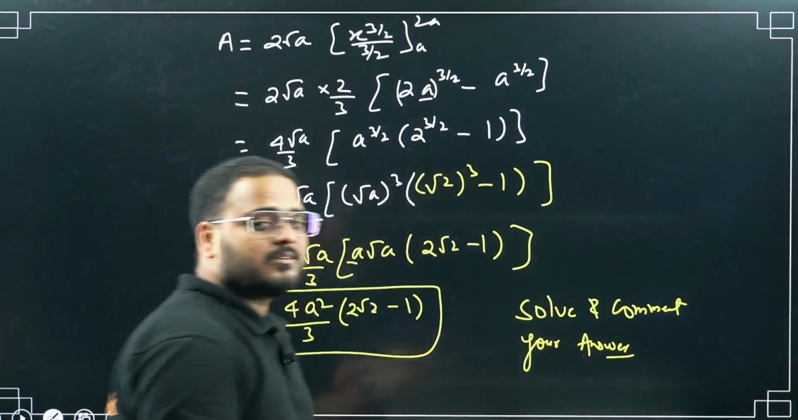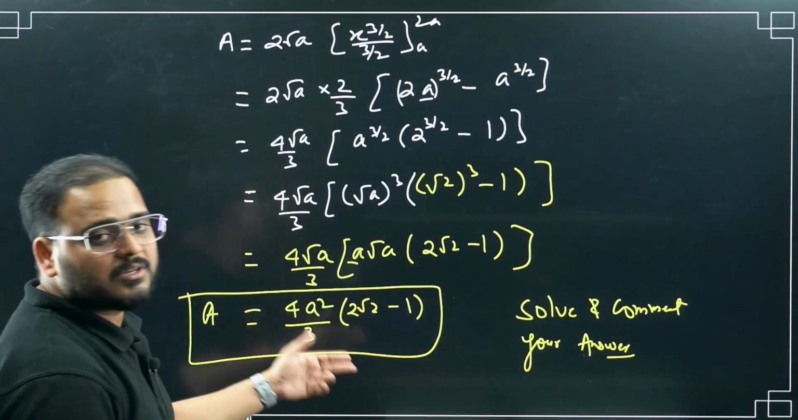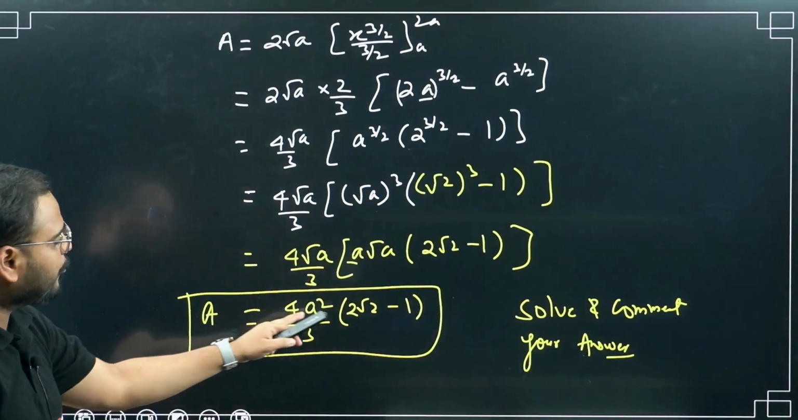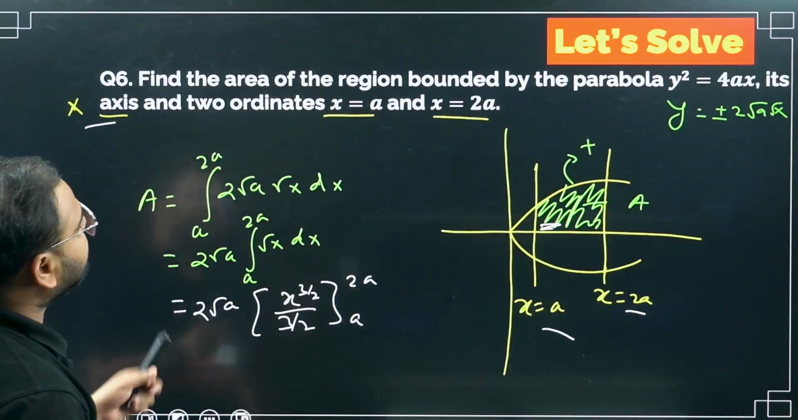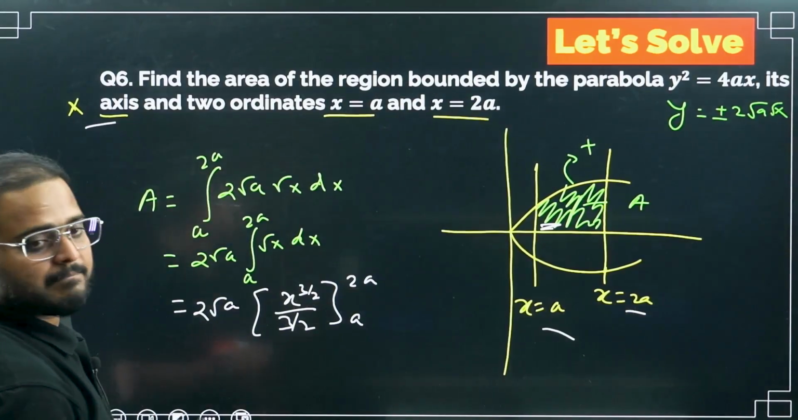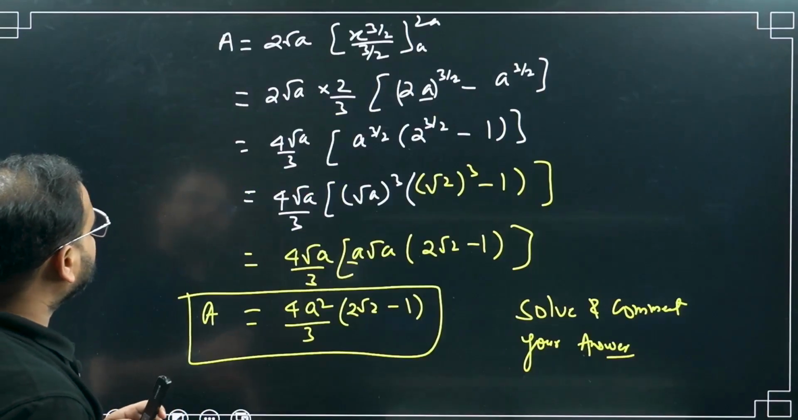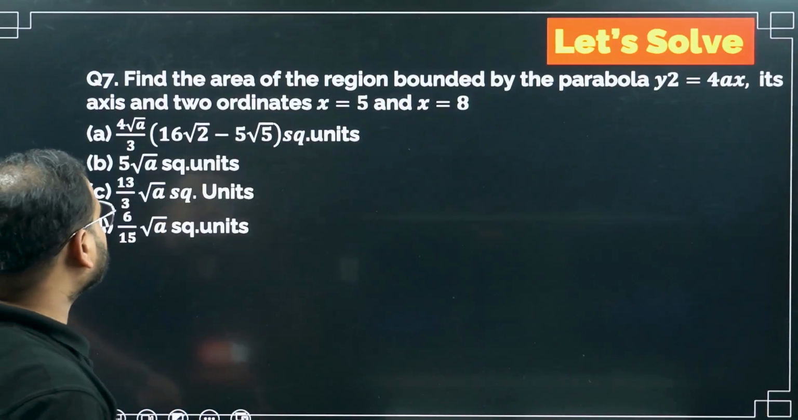If you're getting any other answer other than this, solve this question and comment your answer. But I think the answer is right: 4a square upon 3, (2 root 2 minus 1). Okay, integration for this condition, please have a look. Moving on. Question number 7.